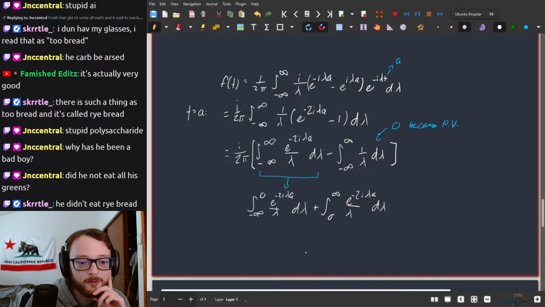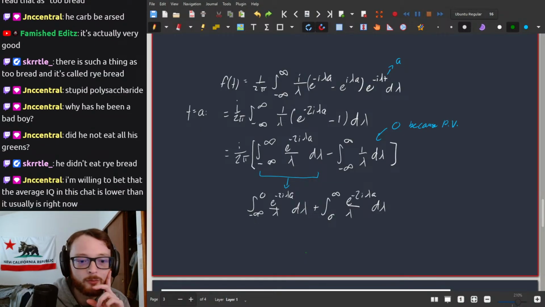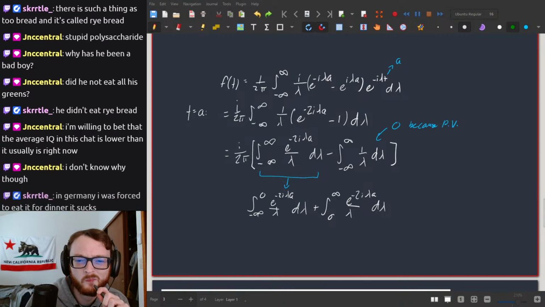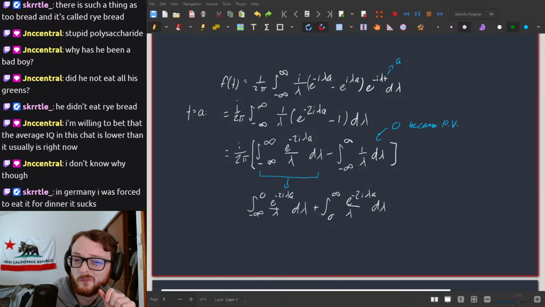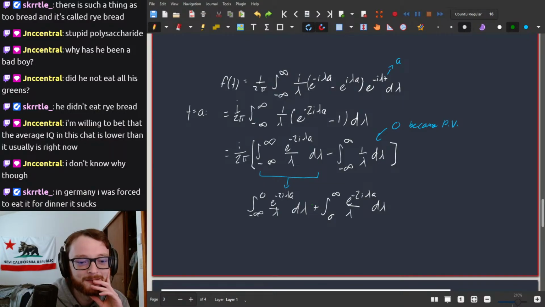So I think on this one, we're gonna do change of variables. We're gonna, ooh. Is that valid? I guess we're taking lambda equal to minus lambda, which makes me a little uncomfortable.